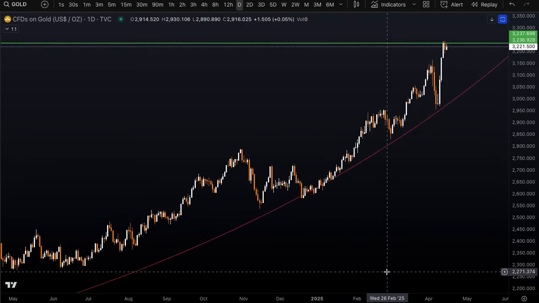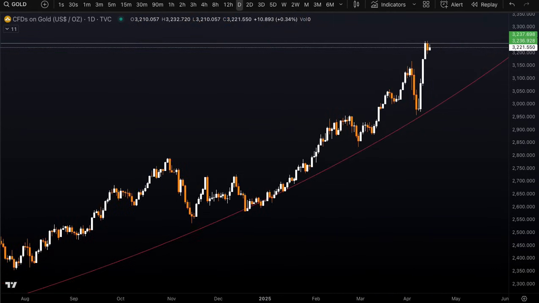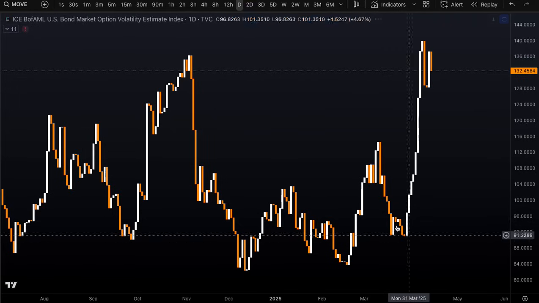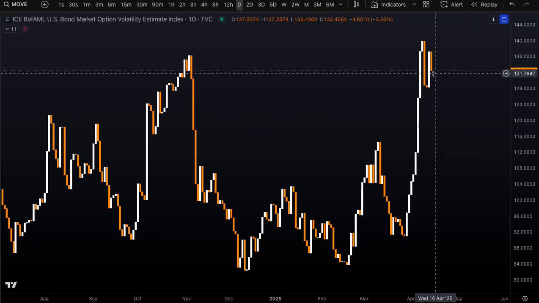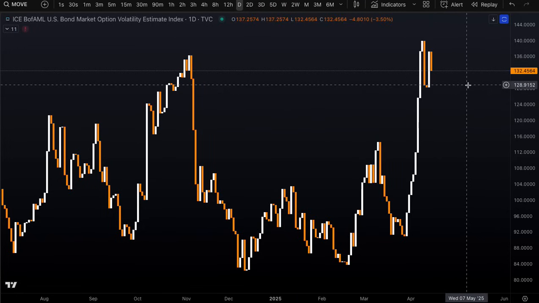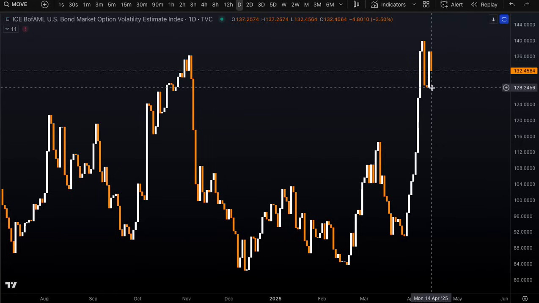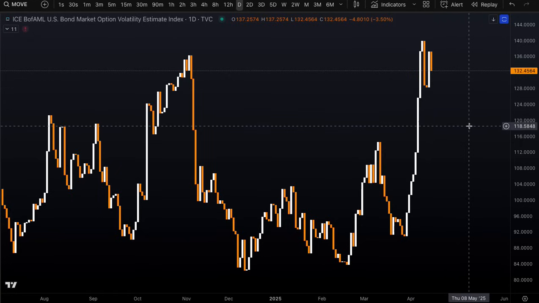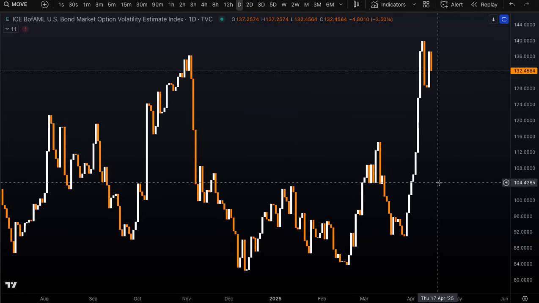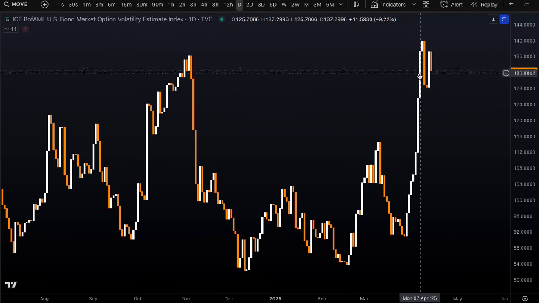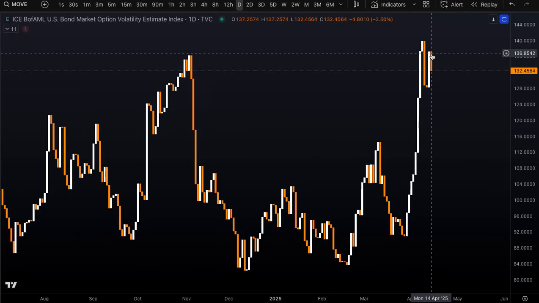And so I would recommend that people keep an eye on gold. And then I will go over one last thing, the MOVE index, which we've been talking about a lot. The MOVE index is remaining elevated, and anything over 130 is basically when the yellow light starts to flash, according to the creator of the index. And so we're remaining up here above 130.